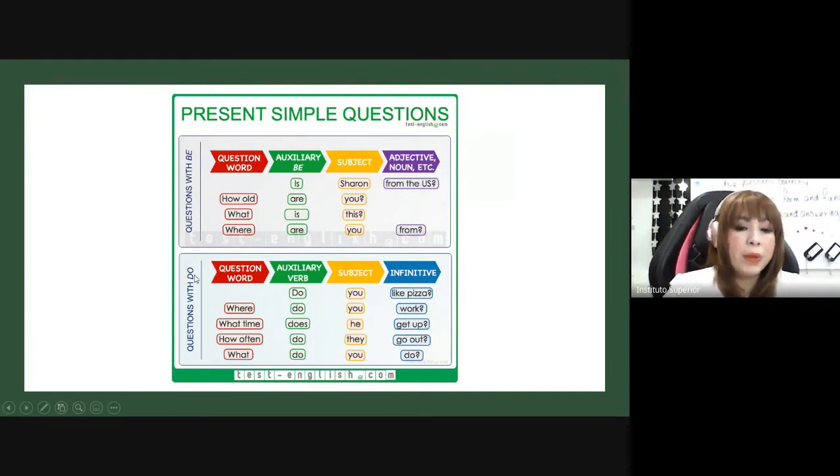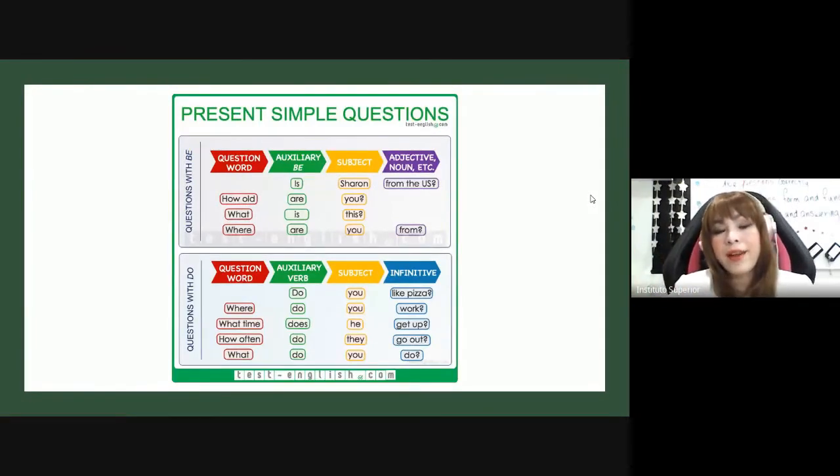Questions with do. Remember, question word at the beginning, auxiliary verb do or does, then subject and infinitive. Then we have, where do you work? What time does he get up? How often do they go out? What do you do? Remember, when you don't need a question word, the first word is an auxiliary verb, do. Do you like pizza? Is Sharon from the USA? So here you have some examples of the correct word order of the questions.